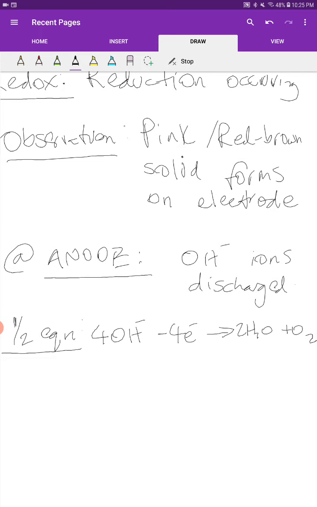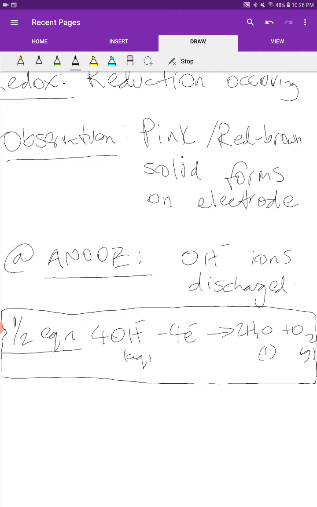So you have your 4 hydroxide ions, those are aqueous. They're losing 4 electrons or 4 moles of electrons to give you 2 moles of water plus oxygen gas. This half equation is something that you will have to commit to memory. I apologize, but you will have to commit it to memory. All the others you can kind of figure out on your own, but this one is a little bit more involved. You'll have to know it.